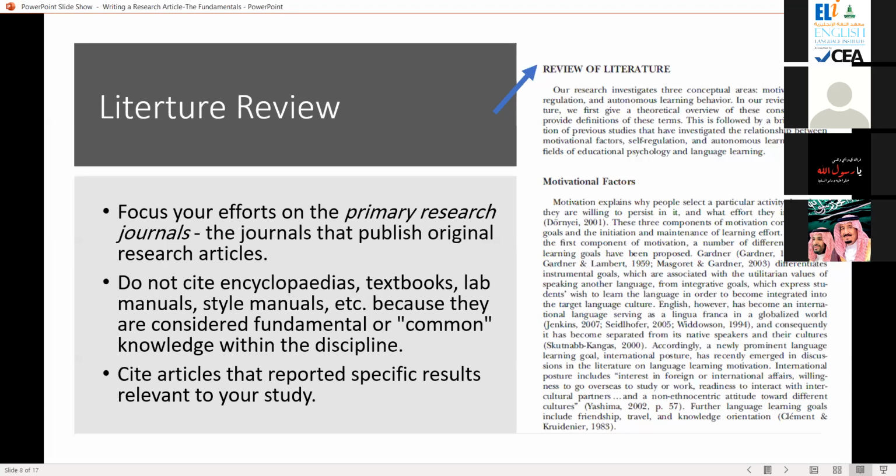When I'm saying textbooks and encyclopedias and manuals, they would usually refer to facts, common knowledge, things that are known everywhere. It's not something specific. You don't cite it because it's common. You cite things when they are specific and they're original ideas. They're not common knowledge. Does that make sense?